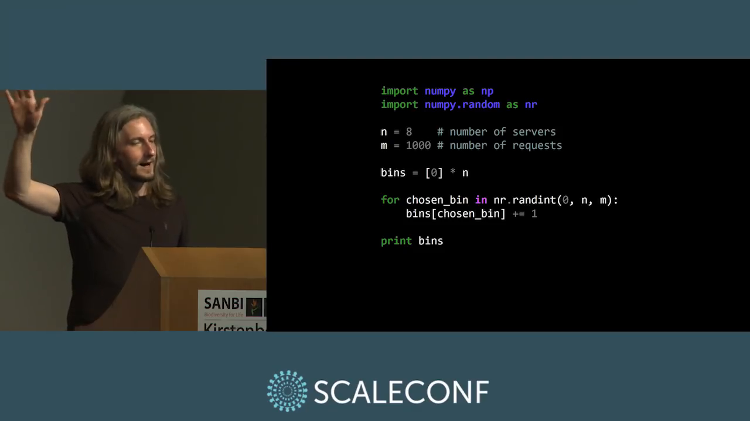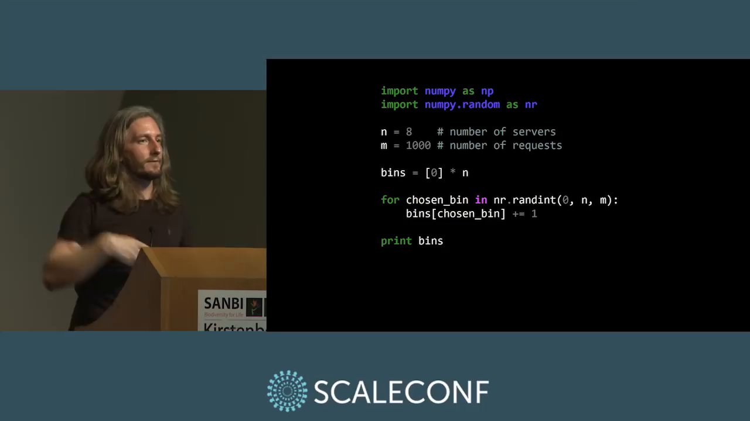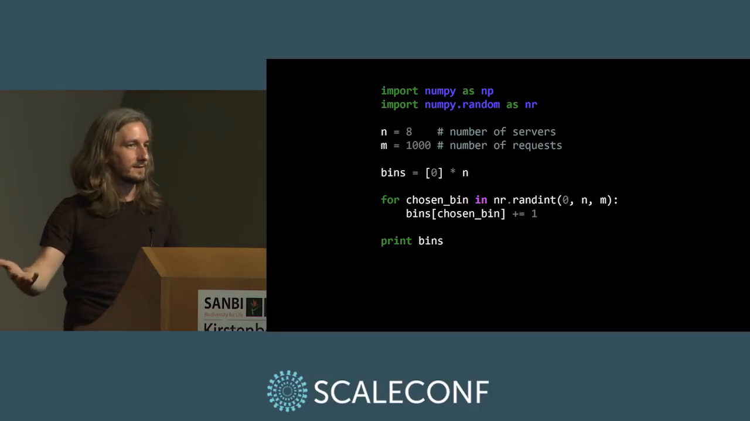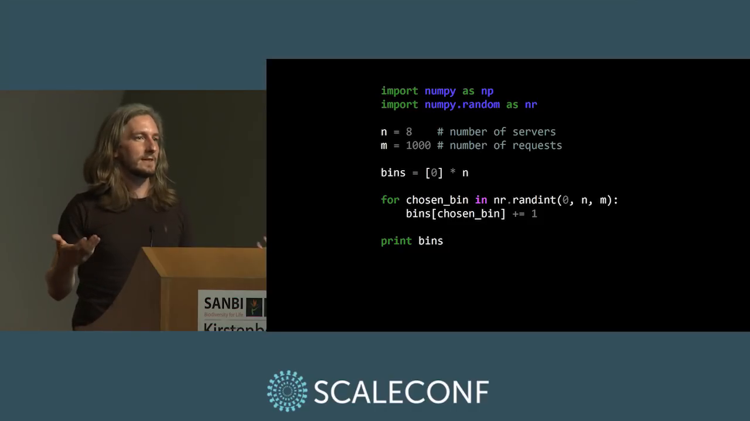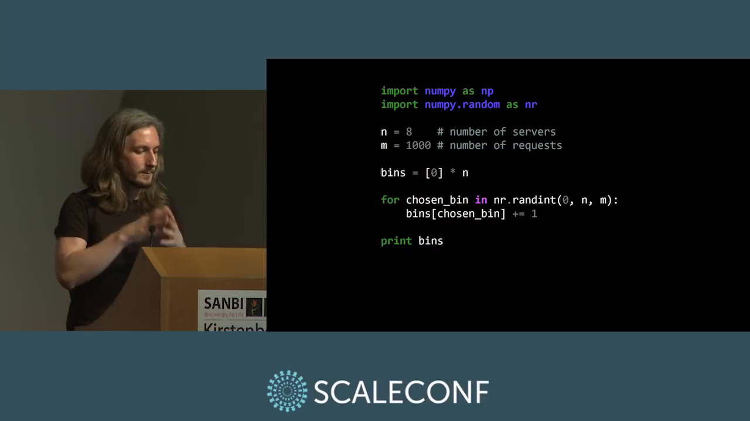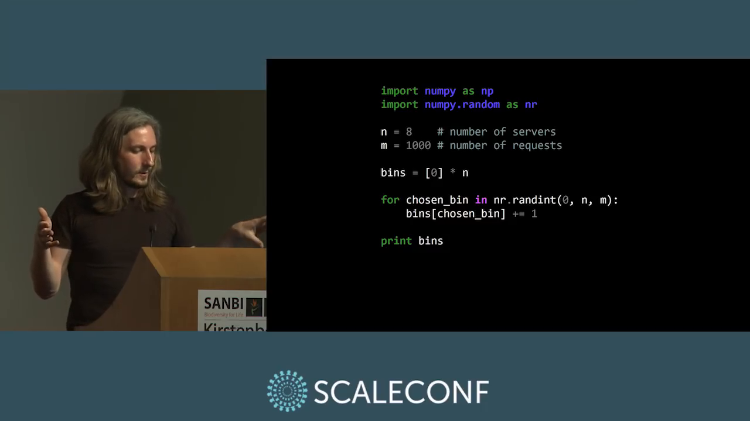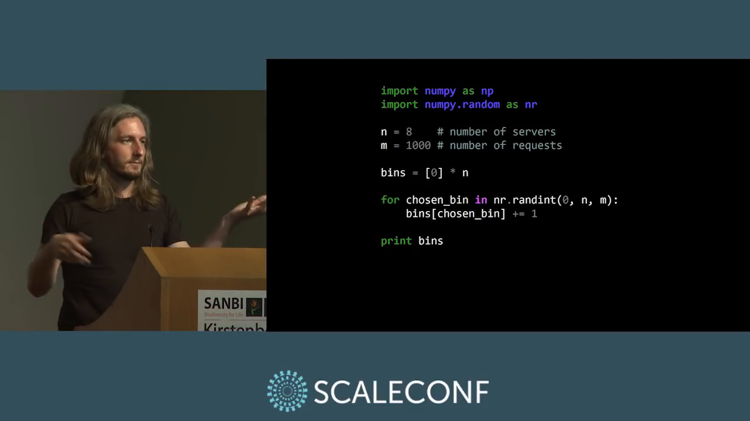Up there, we're just using NumPy to simplify some things. So we have our n, which in this case is 8. So we have 8 servers, 8 bins, let's say, that we're going to be load balancing over. And in this case, m is going to be 1,000. So we have 1,000 balls or requests in this case, right? So we set up our bins, and then we are going to generate a bunch of random integers between 0 and n.